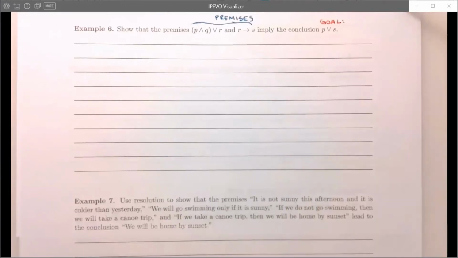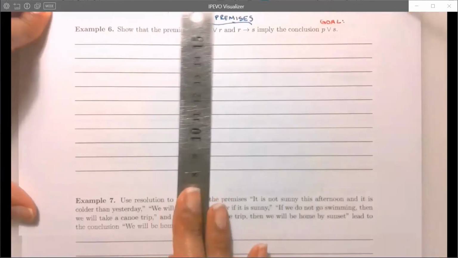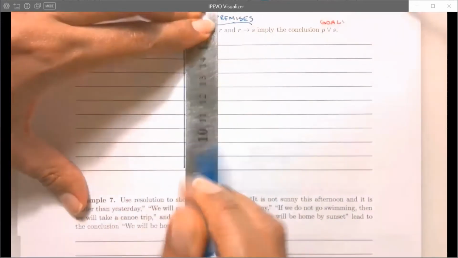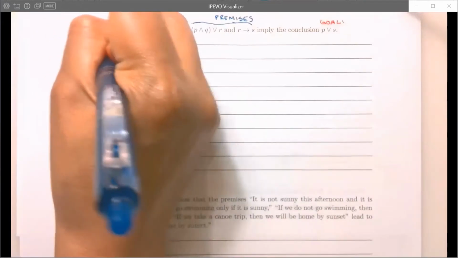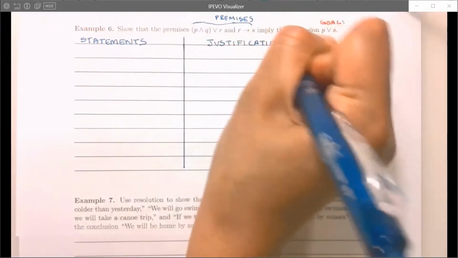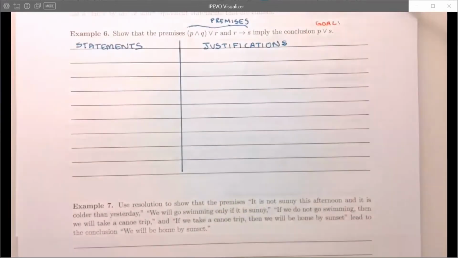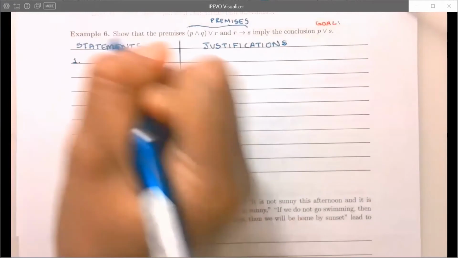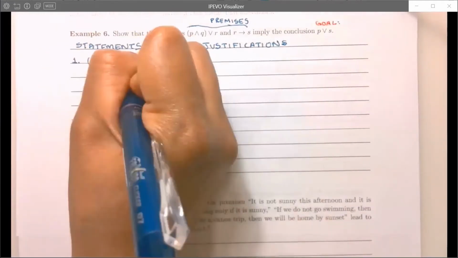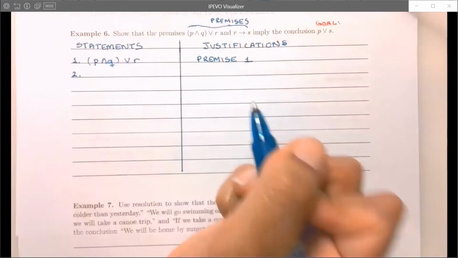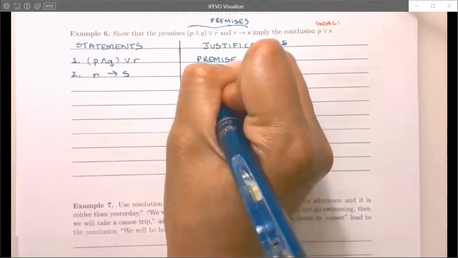So what I'm going to do here is create a table with two columns. The first column is just going to have some statements. The second column is going to have justification for those statements. So let's go ahead and start with just writing down the two premises. First premise is P and Q or R, and that's premise 1. Second premise is R implies S, that's premise 2.